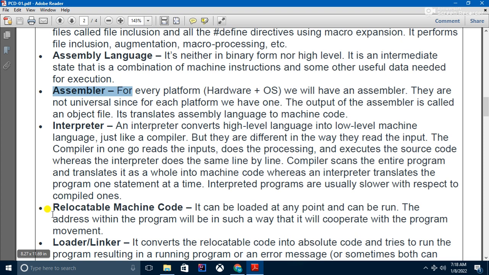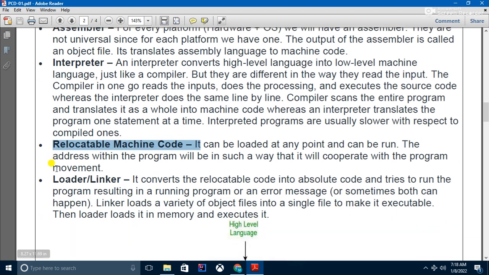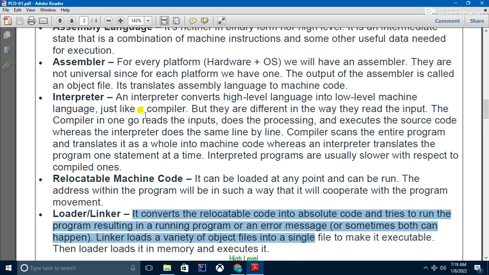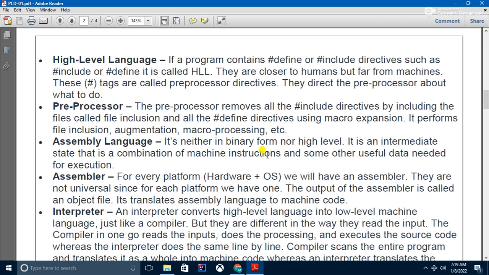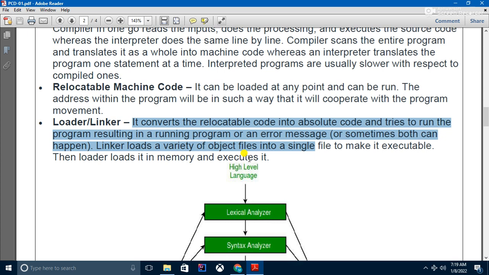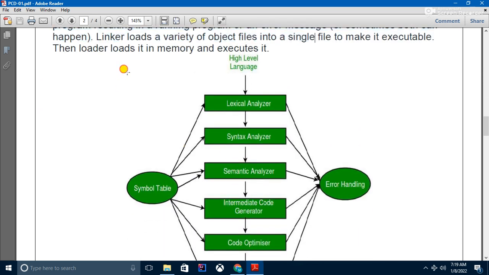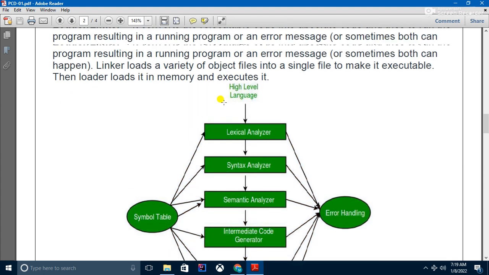Then we are going to produce the relocatable machine code, and with the help of loader and linker, we are going to produce the absolute or pure machine language program from the high level language program. So this is the whole compilation process that converts a high level language program into a machine language program.